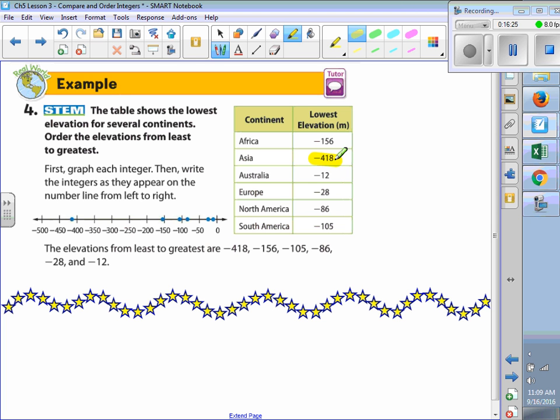Then the next one will be negative 156. Then the next one is going to be negative 105. Then negative 86. Then negative 28. And then negative 12. Is everybody clear? Yes. Awesome.